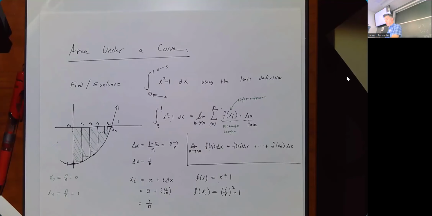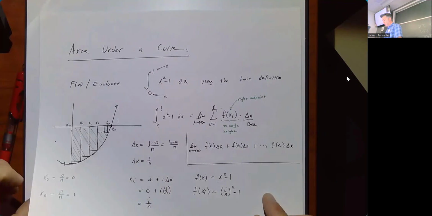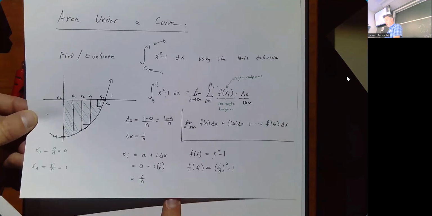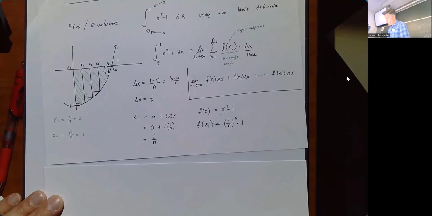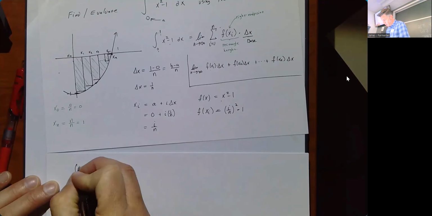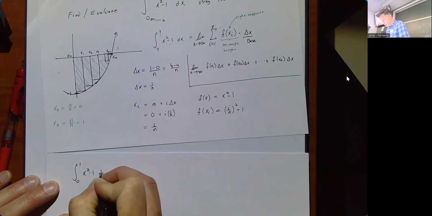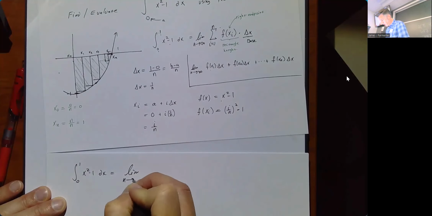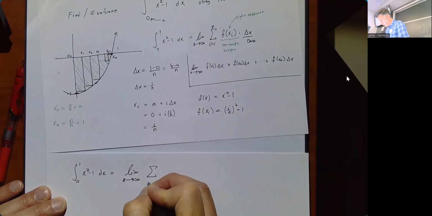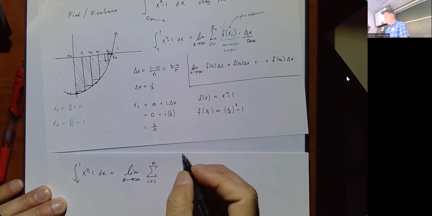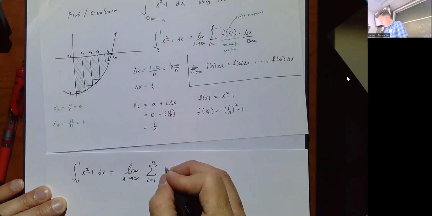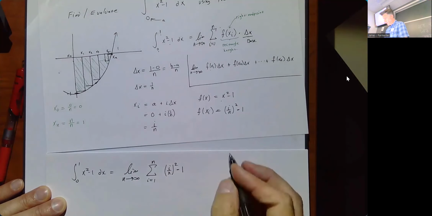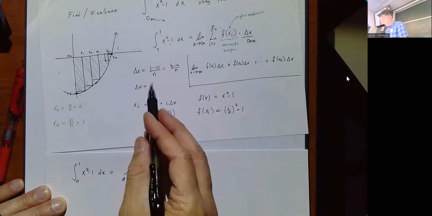All right, so keep some of this on the page here. We're going to take this limit here and we're going to fill in all the pieces. So our integral from 0 to 1 of x squared minus 1 is equal to the limit as n goes to infinity of the sum from I equals 1 to n of, okay, f of x sub I is I over n squared minus 1, and delta x is just 1 over n.